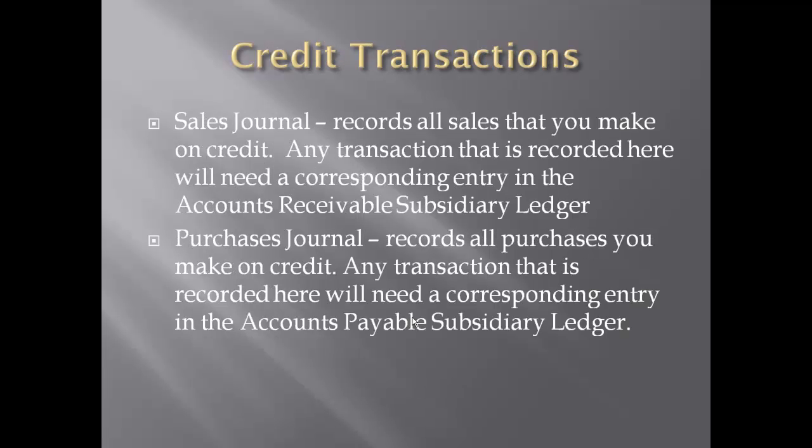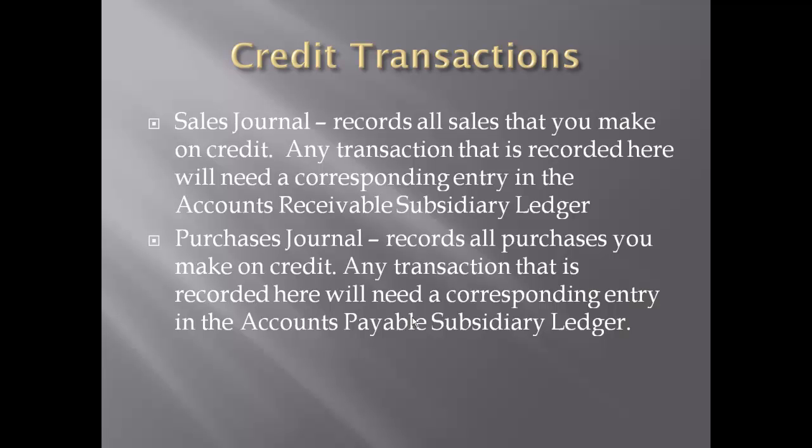So that's cash transactions. Let's now look at credit transactions. So we have the sales journal, and in some ways you might think of this as the credit sales journal because it records all sales that you make on credit. It is important to bear in mind that any transaction that is recorded here will also need a corresponding entry in the accounts receivable subsidiary ledger. So what are we saying? You make a credit sale for $20. At the same time, you'll have an account receivable increase of $20 because now someone owes you $20 because you sold them something on credit.